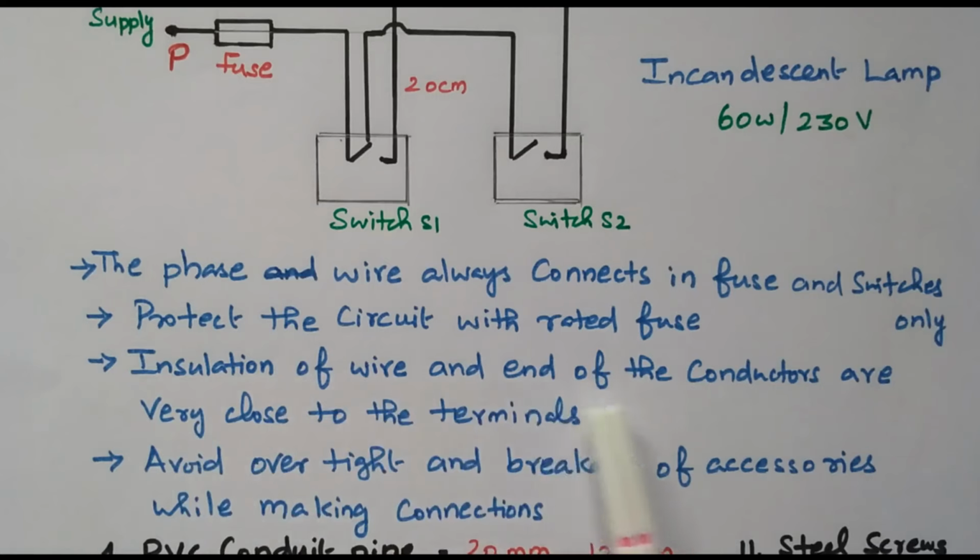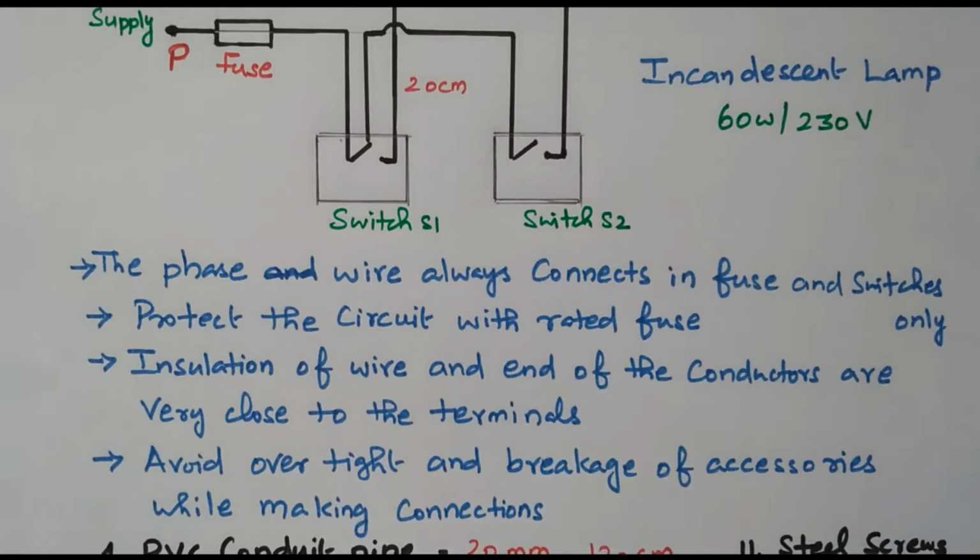The insulation of the wire and the ends of the conductors should be very close to the terminals. While removing the insulation, we need to remove only the required amount. We should not strip more insulation, so that the conductor is very close to the terminal, so that we can avoid an open terminal and avoid shocking. Avoid over tightening and breakage of accessories while making the connection. Should not go for any over tightening. Only the required amount of tightness should be applied, so that we can avoid the breakage of the accessories during the connection.